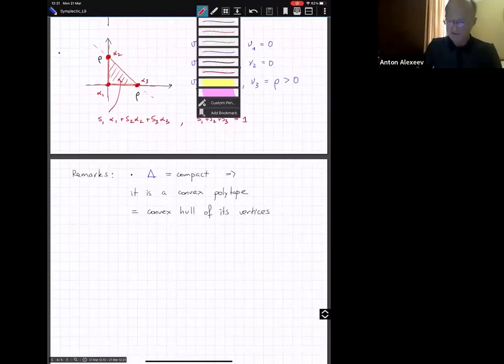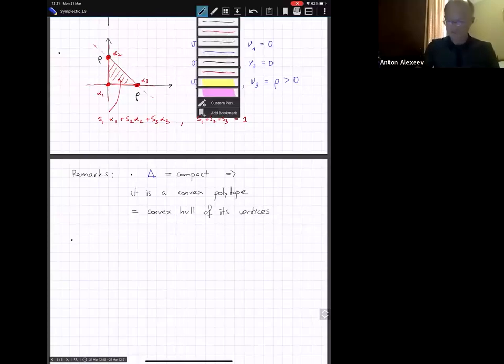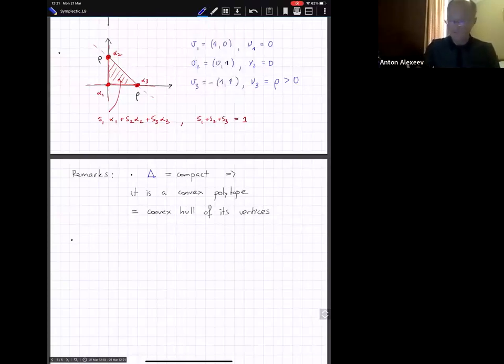Now, maybe a somewhat more intricate remark, which will be useful for us. This one is somewhat more complicated. So delta is a disjoint union of delta i's.